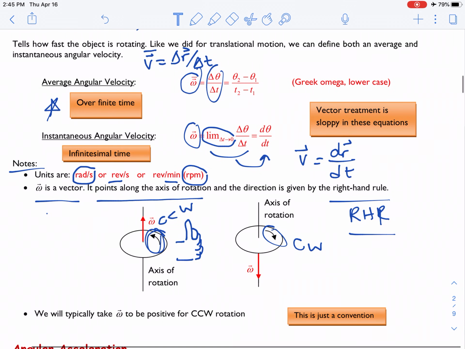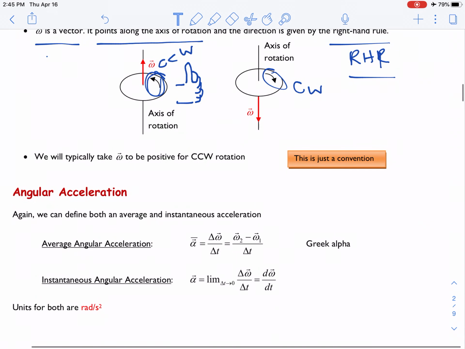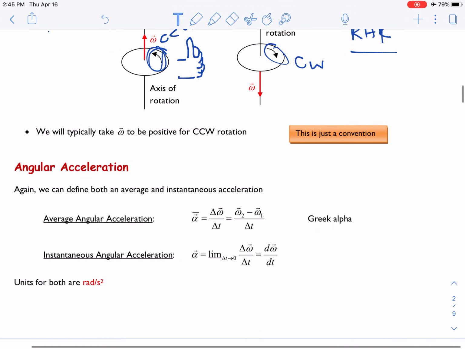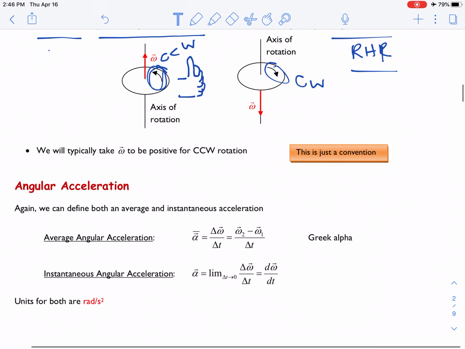And make sure to use the right hand because this is specifically not a left hand rule. I've seen so many people using their right hand to write things, and then the other free hand is usually the left one, so they're trying to do the right hand rule with the left hand. That doesn't work. There's a reason that it's called the right hand rule. You have to stick with your right hand on this. Again, we will discuss a lot more on this coming soon. And we will typically take omega to be positive for counterclockwise rotation. That's the convention.